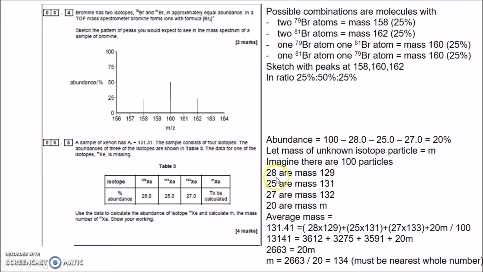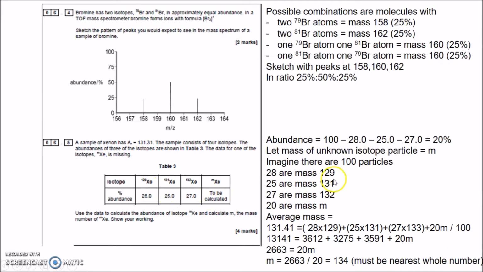So their total mass is 28 multiplied by 129. I've got 28 particles of mass 129, so 28 times 129 tells me the total mass of these particles. I've got 25 particles of mass 131, so 25 times 131 gives me the mass of all of these particles. I've got 27 particles, each of mass 132, so 27 multiplied by 132 gives the mass of all of these particles. I don't know the mass of the last 20 particles, which we're calling m, so it's 20 times m.